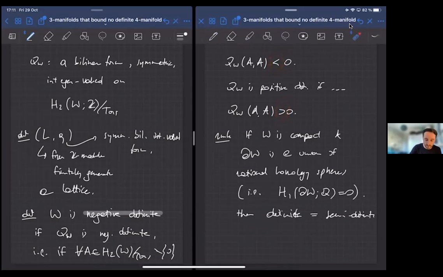I can think about the weaker inequalities if I want to. But if this assumption is not satisfied, then I need to worry about that a bit more. And of course, I forgot to say that I say that W is definite if it's either positive definite or negative definite.